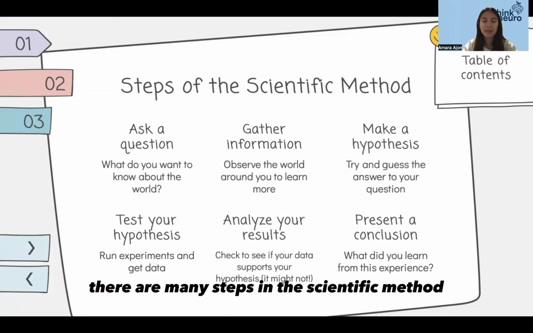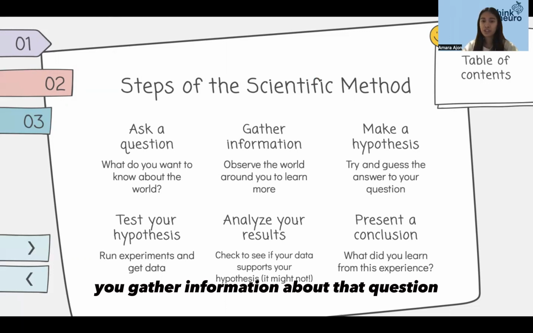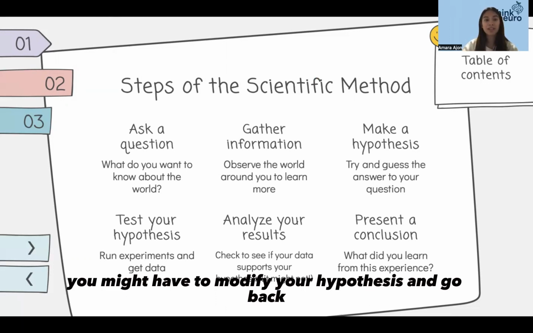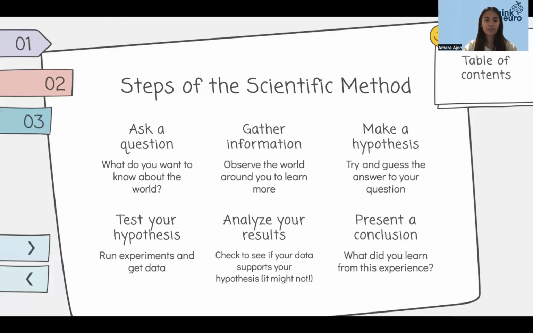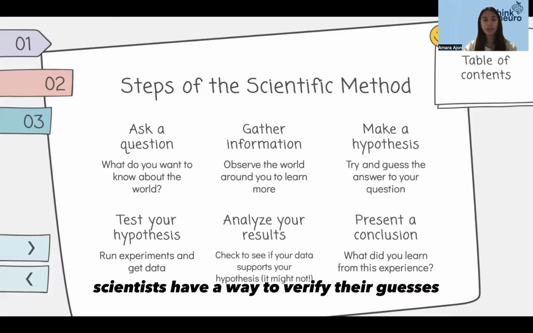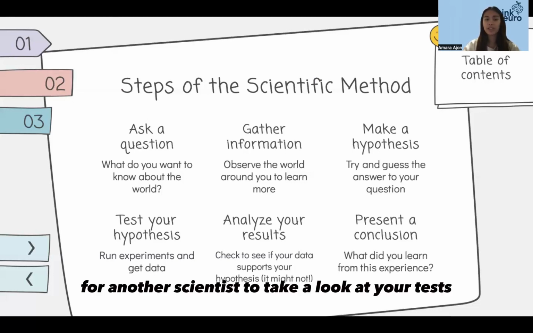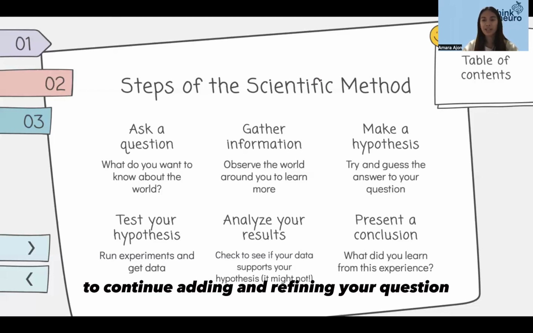There are many steps in the scientific method, as you can see on this slide, but generally the steps go like this. You first ask a question, you gather information about that question, you make and test a hypothesis, you analyze your results. Sometimes you might have to modify your hypothesis and go back, but then in the end, all you want to do is present a conclusion or an answer to this question that you proposed. By going through this process, scientists have a way to verify their guesses and also to double check with each other. This allows for another scientist to take a look at your tests and also run some more tests to continue adding and refining your question.